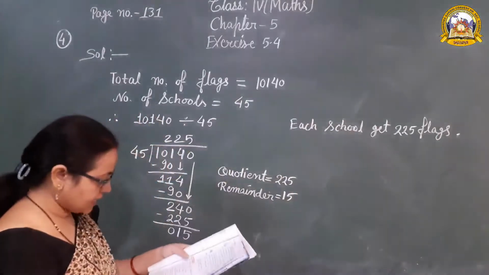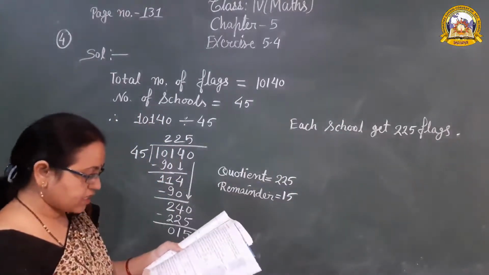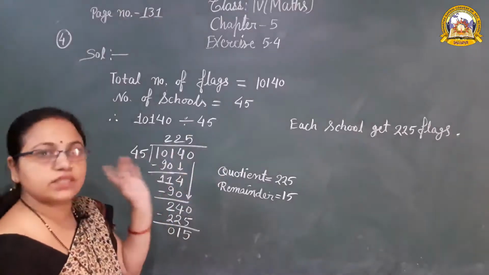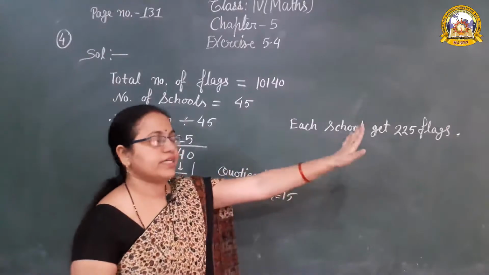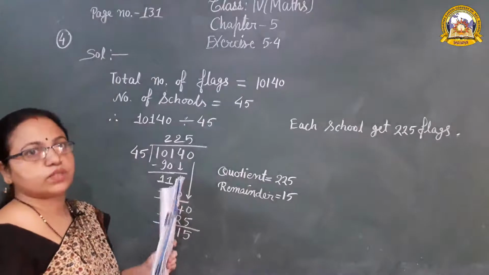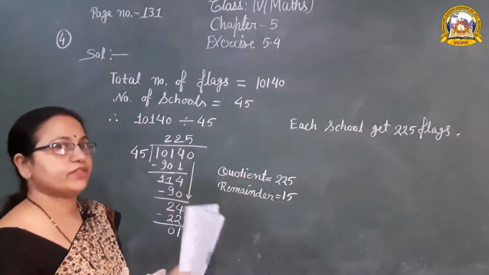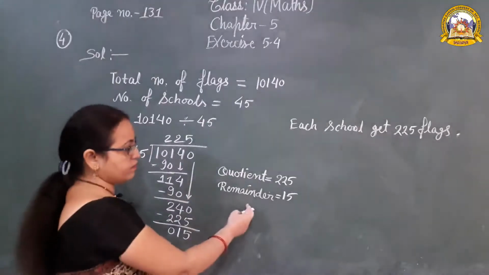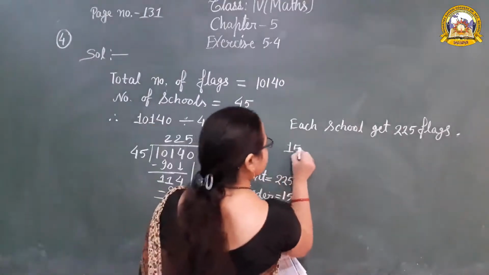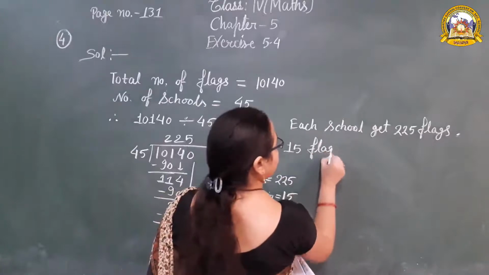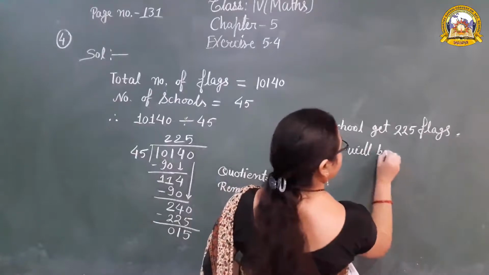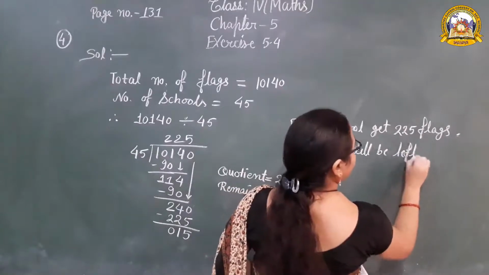How many flags does each school get? So 225 flags are received by each school. Each school gets 225 flags. And second, how many flags will be left out? So the remainder means 15 flags will be left out.